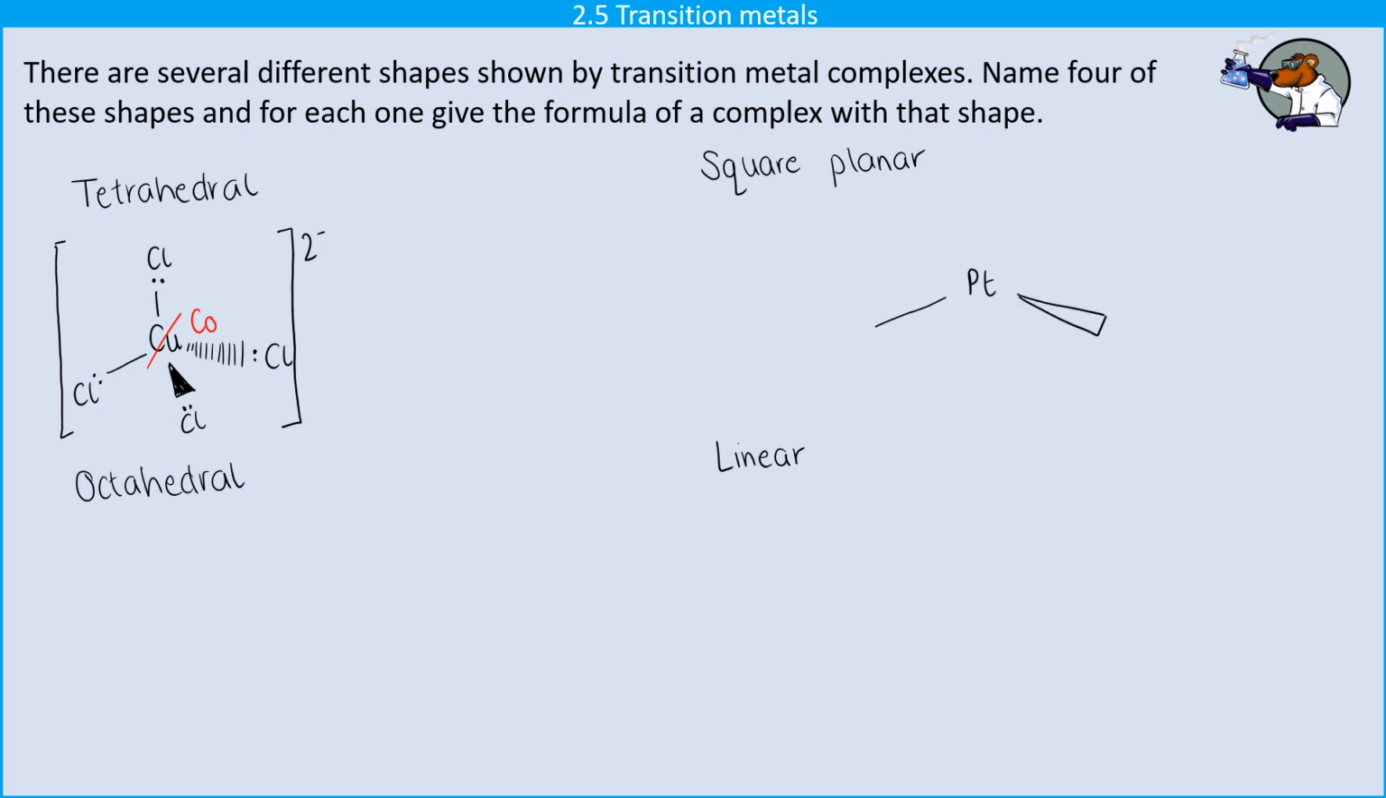And then for your square planar, most students are going to draw cisplatin. But of course, if you wanted to switch over a chloride and an ammonia and have transplatin instead, then that would be completely fine as well.